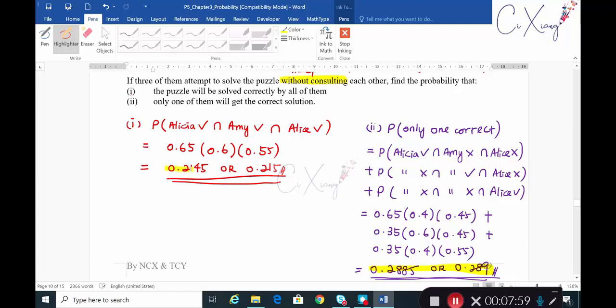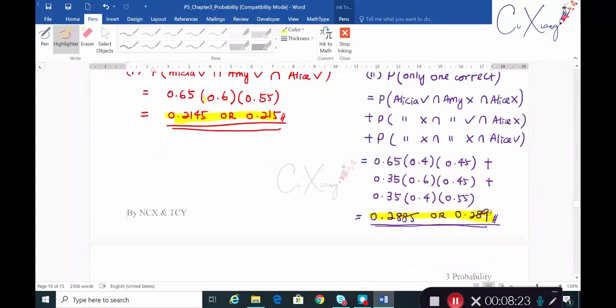So this question, they give you a very obvious keyword, which is "without consulting each other", that tells you that this question belongs to independent event questions. Therefore, to find the intersection between all the events, you can straight away multiply the probability of the events themselves. Alright. Okay, then next, let us proceed to the other example.